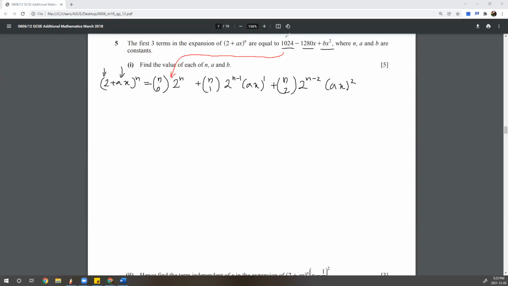This is the first term. This is the second term. And this is the third term, right? I want to underline it one by one.